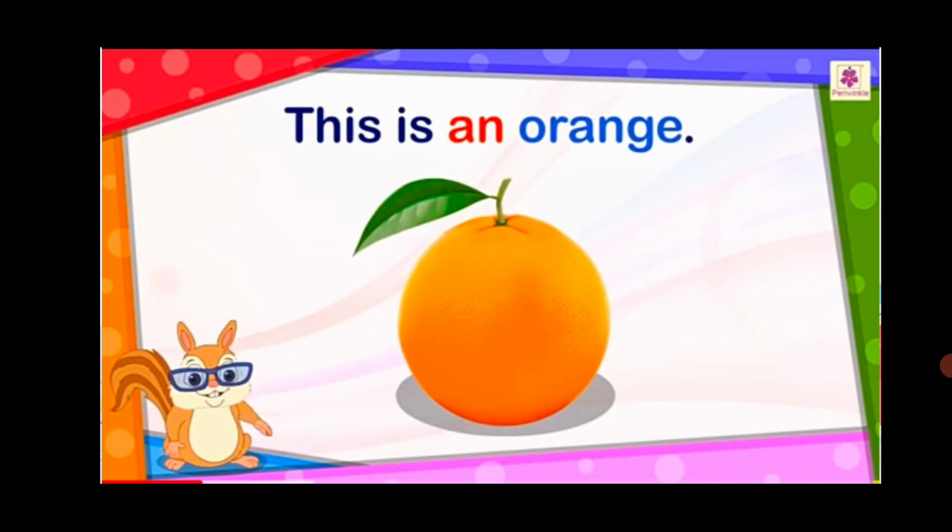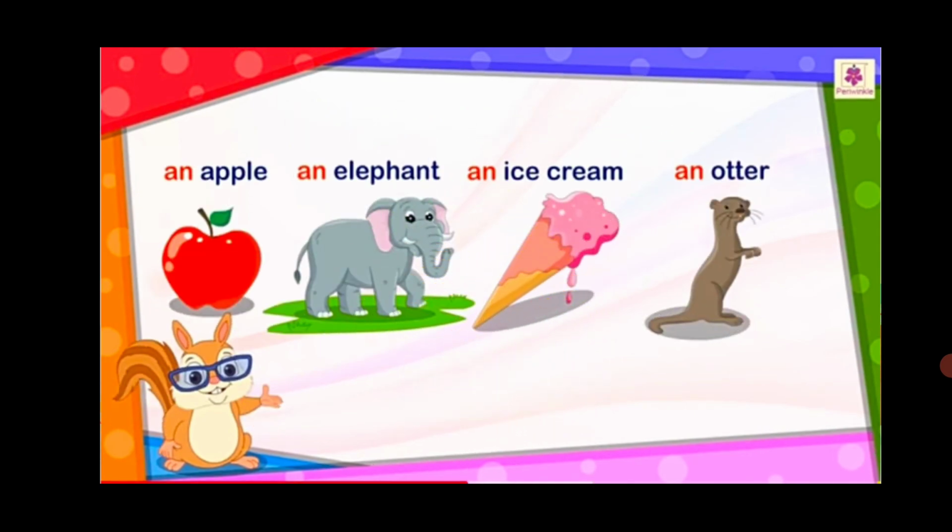Next example. This is an orange. An apple, an elephant, an ice cream, an otter. These are examples of an. We used here an because the words given here started with vowel sounds. Okay.